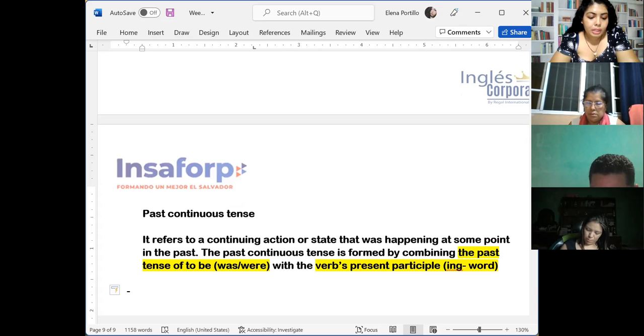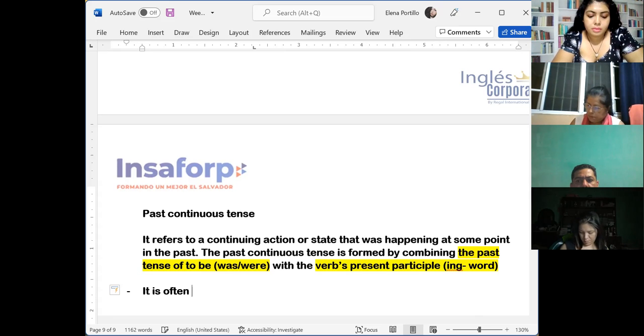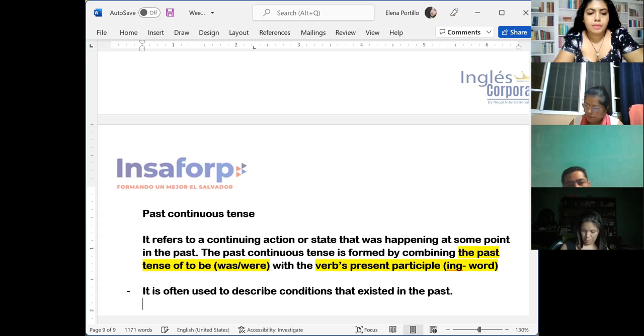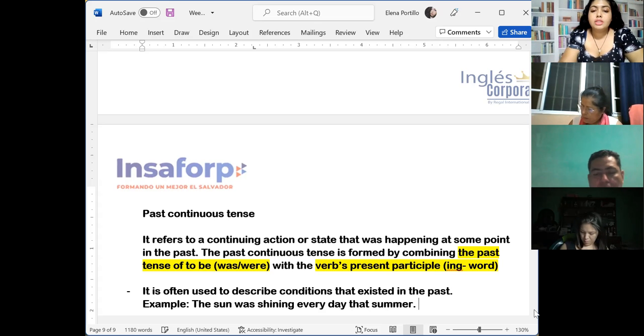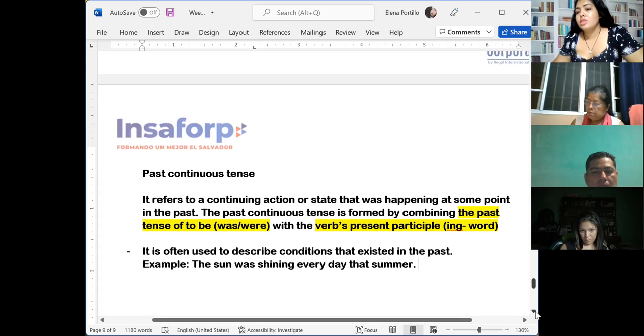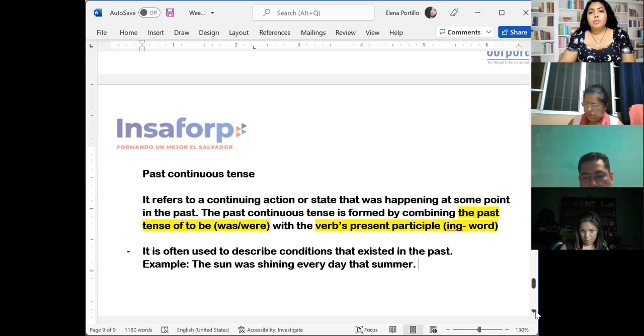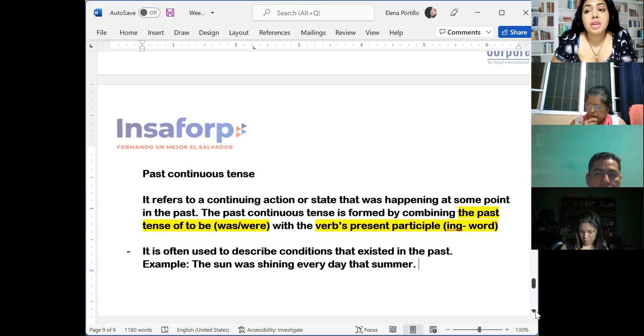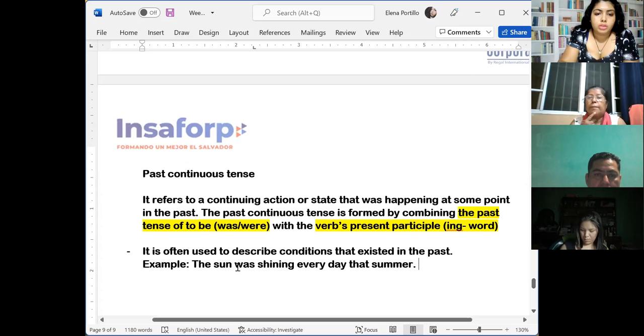The number one is, it is often used to describe conditions that exist in the past. And we have the example. The example says, the sun was shining every day that summer. So in this case, it's talking about the situation or the condition, that the sun shined every day that summer. That was a very good situation because maybe they were at the beach or something like that. So we have here the structure, was shining.